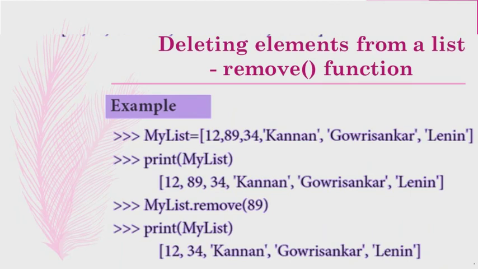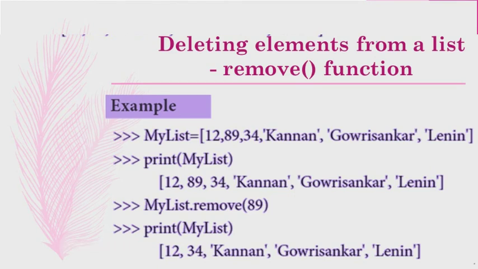Let's see one example. Here one list is created with the elements 12, 89, 34, Kannan, Gaurishankar, Lenin. If you print this list, it will be printed on the output screen. If you want to remove the element 89 from this list, you have to write like this: my list remove 89. So 89 is removed from this list. Again print my list. See here, 89 will not be printed on the output screen. Remaining elements are printed. You can see here, this is the output.